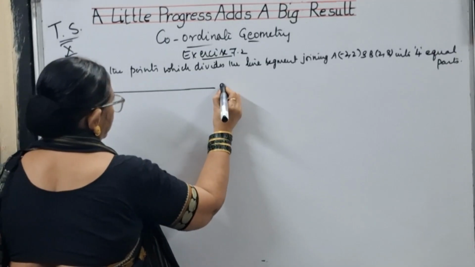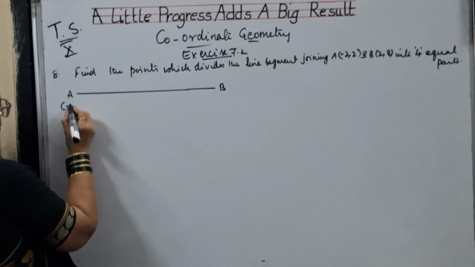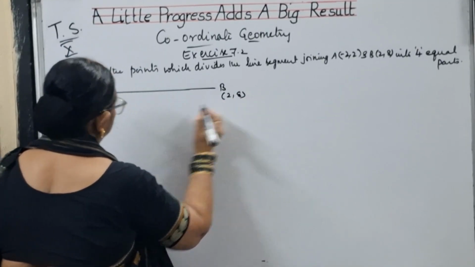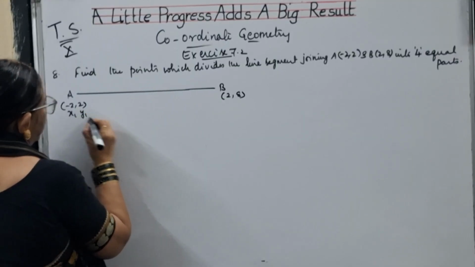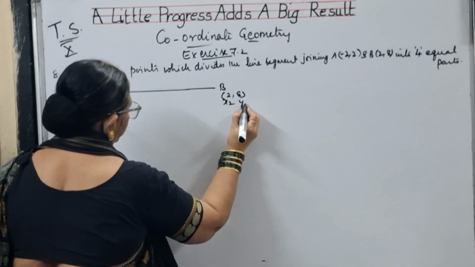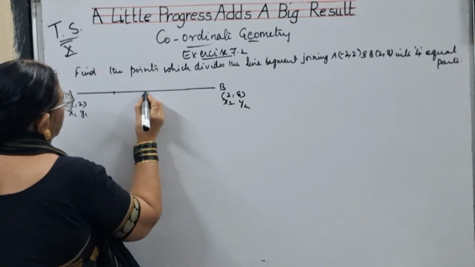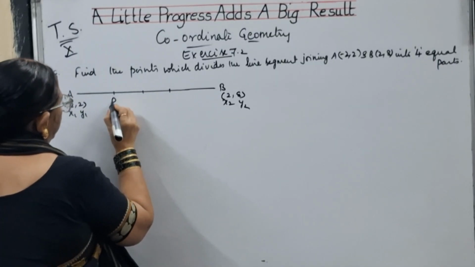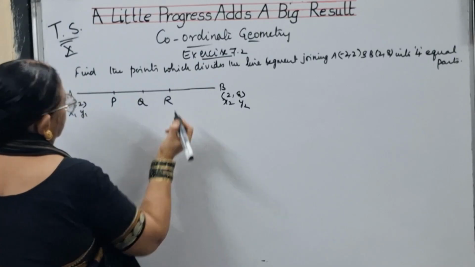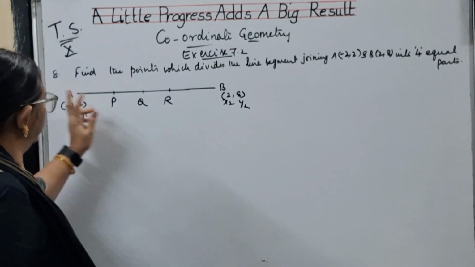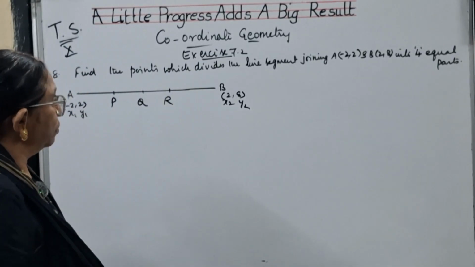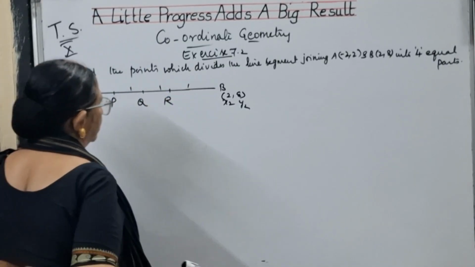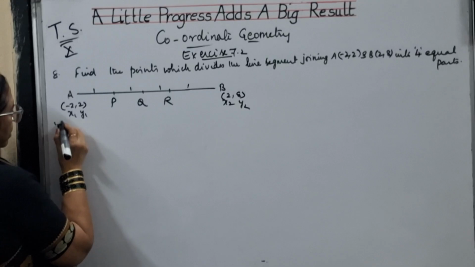A and B: A coordinates are (-2, 2), B coordinates are (2, 8). X1, Y1, X2, Y2. So again, 4 equal parts means 3 points, P, Q, R. These 3 points are dividing AB in 4 equal parts. That means 1, 1, 1, 1.